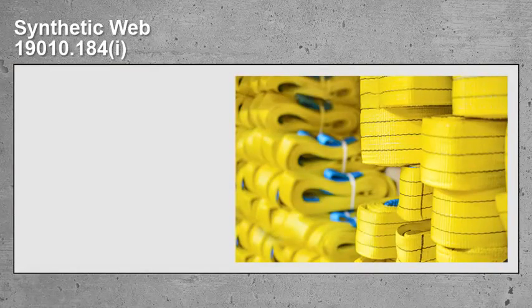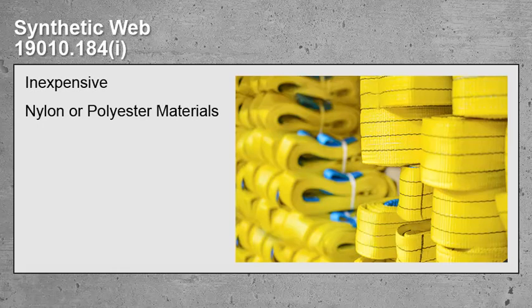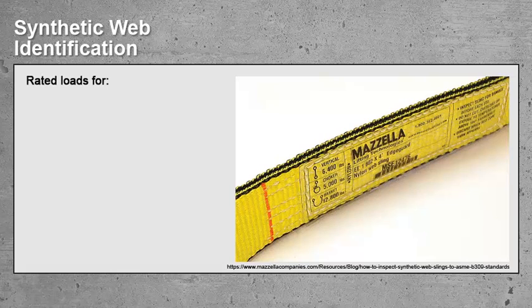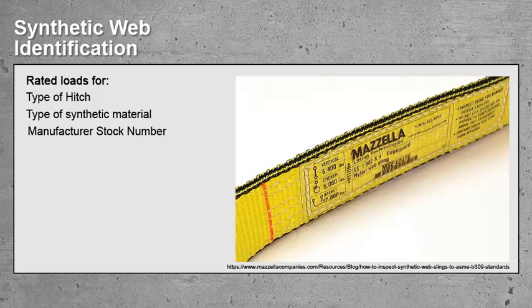1910.184I covers synthetic web slings. These are inexpensive slings that are made of nylon or polyester. They are strong, flexible, and gentle on loads. The identification markings required on this sling include the rated load for each type of hitch, sling material, manufacturer or stock number, and the trademark or name of the manufacturer.